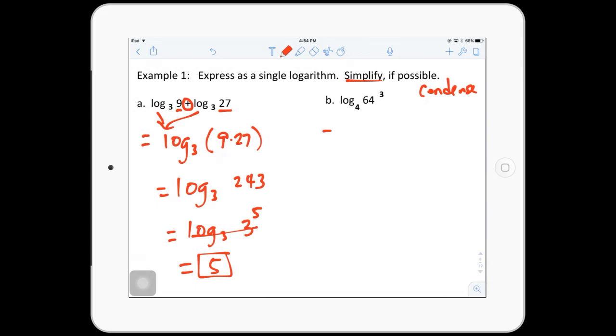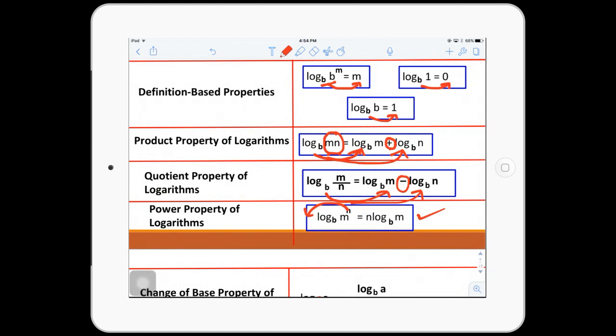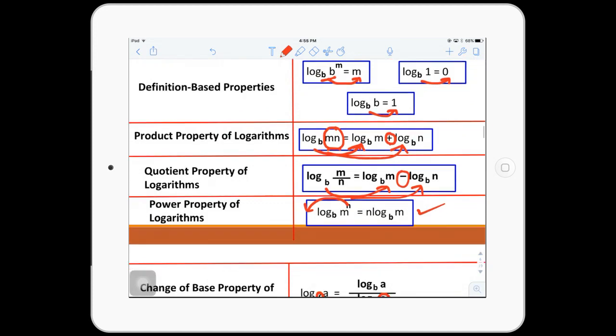Let's take a look at problem B. And this one, notice there is a power, or an exponent. So we're going to apply the property up here, the power property, and bring the power to the front.